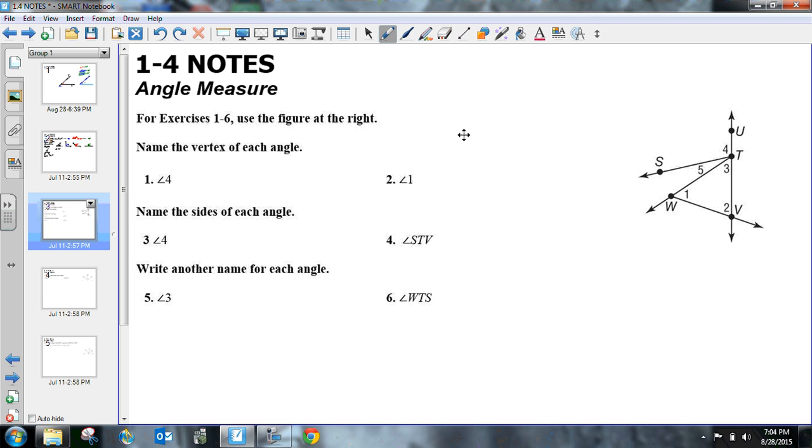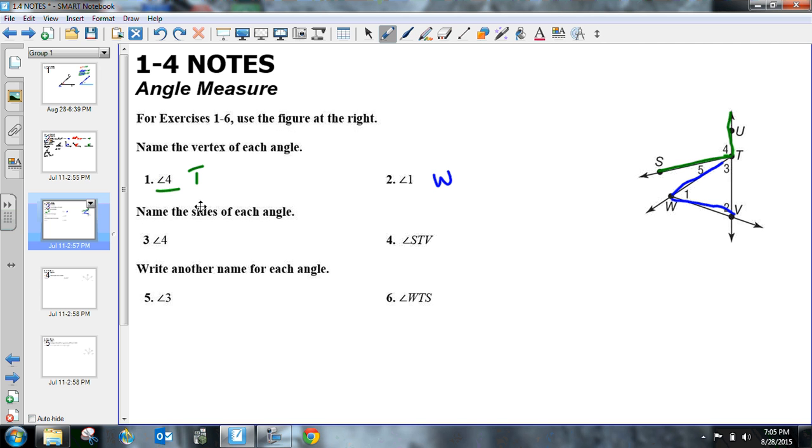So let's continue on and identify some angles. Given a picture like this, it wants us to name a few things about this angle. I want to name the vertex of this angle, and the first one we're going to look at is angle 4. Angle 4 is right here, the part that opens up right here. It wants me to name the vertex. Well, the vertex is at point T, so I'm going to write T. The other one it wants is angle 1. Angle 1 is right here, composed of these sides, and the vertex here is W.